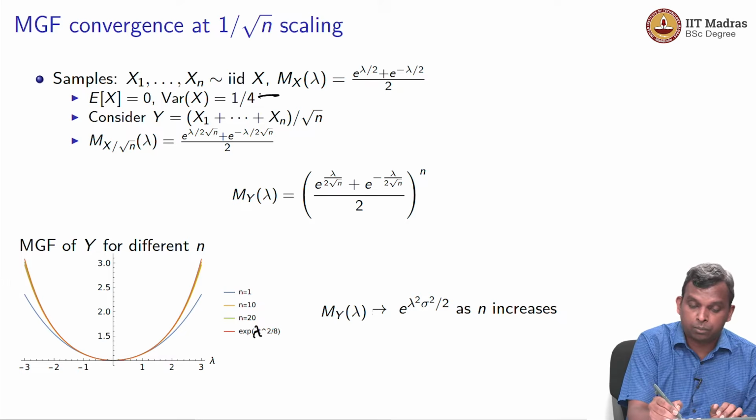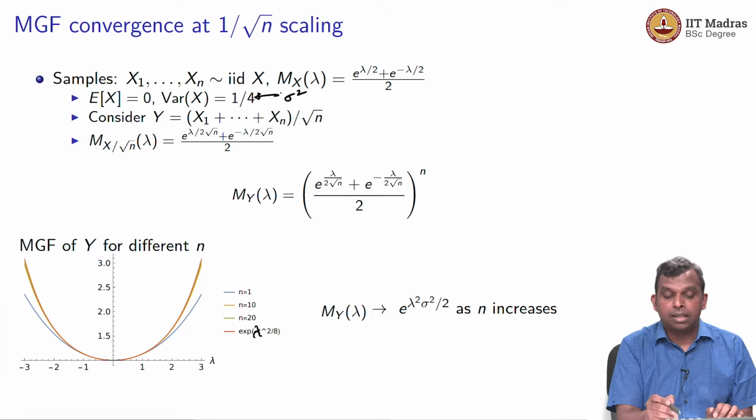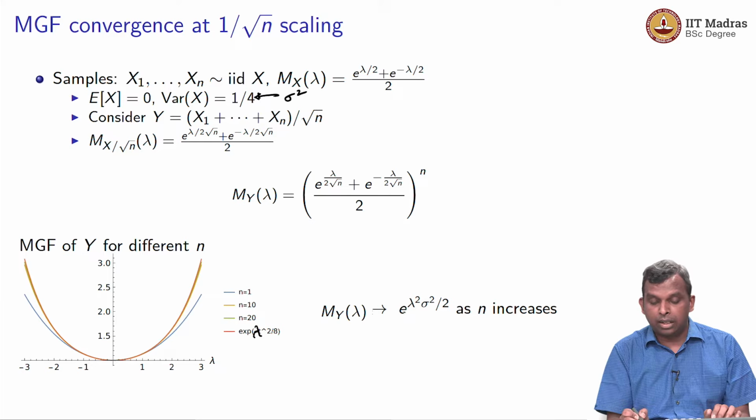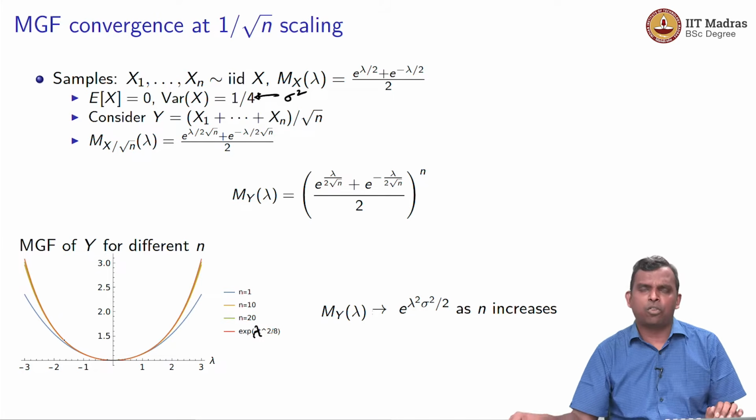This guy is sigma squared. Okay, sigma squared is 1 by 4. So you see e^(lambda squared by 8). That's what this converges to, e^(lambda squared by 8). Okay, so this is nothing short of magic, it turns out.